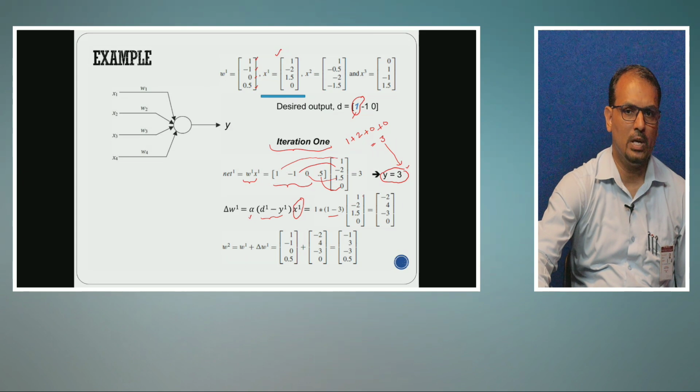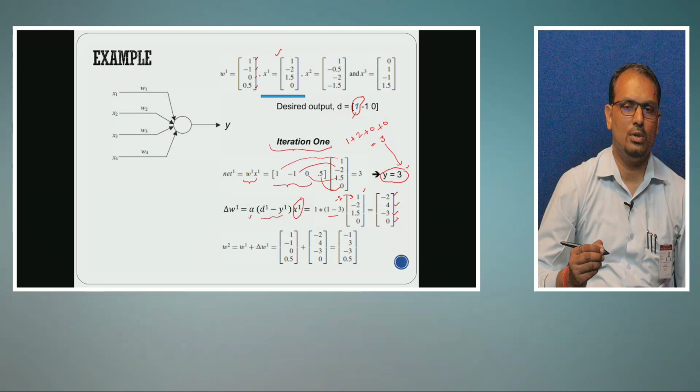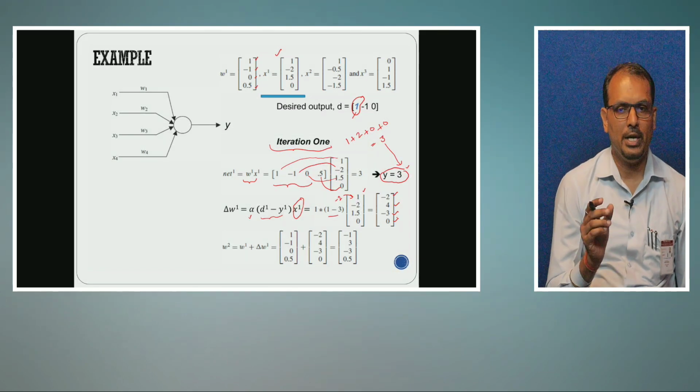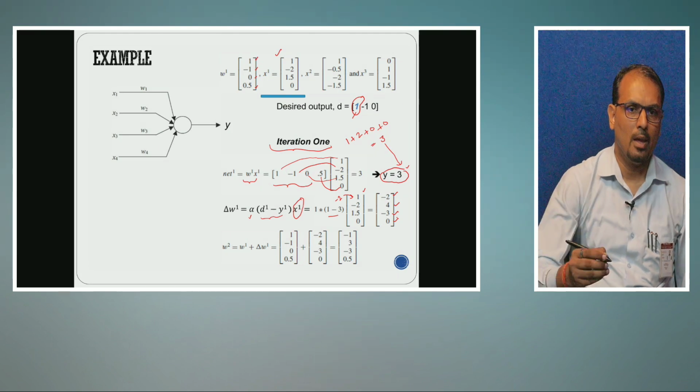So when you are going to multiply with the input, what is this? 1 minus 3 is nothing but minus 2. So minus 2, you just multiply with this input, so you will get minus 2, then plus 4, then minus 3 and 0. These are the new updates, the new weight values for the next iterations.